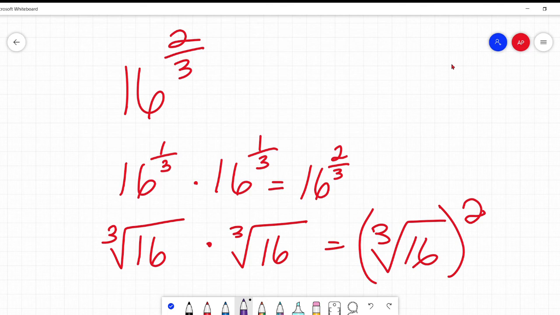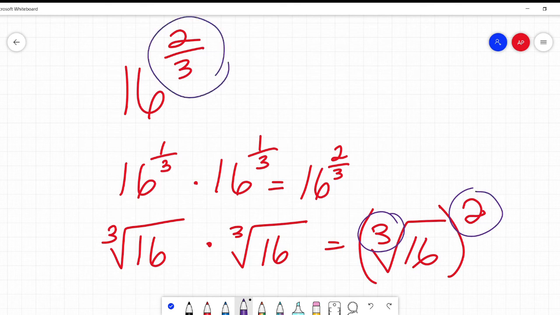Thank you, sweetie. Okay, so we have the cube root of 16 squared. And look, we have the number 3 and we have the number 2. Do those look familiar? Why, yes, they do. Let's try another one.